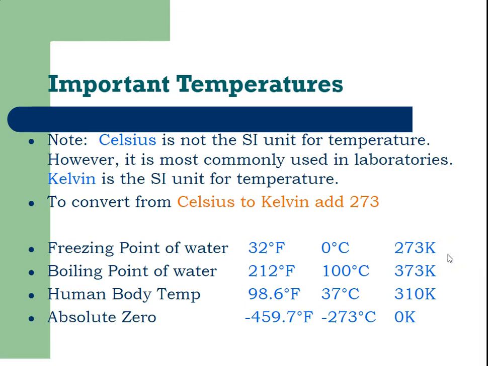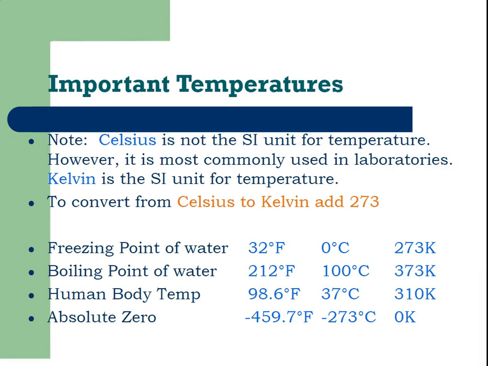Absolute zero. Now, absolute zero, and if you want to, pause the video after I say this to write it down, because you'll want to know this. Absolute zero is the temperature where all motion stops. So temperature is really just measuring how fast particles are moving. The faster the particles are moving, the higher the temperature. The slower the particles are moving, the lower the temperature.